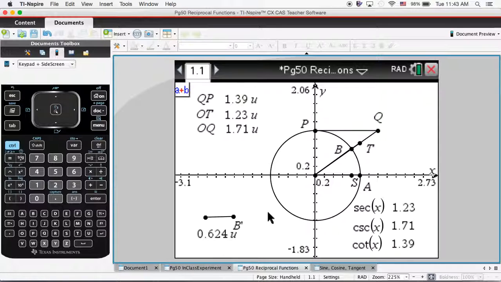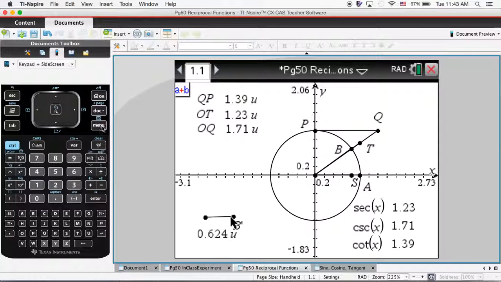1.39. And you notice that secant, which is 1.23, is exactly the same as the length of segment OT. Cosecant is the same as the length of OQ. Cotangent is the same as the length of this segment OP. So OT from here to here is equal to, I'm sorry, secant. And OQ is the same as cosecant, and OP right here is the same as cotangent.